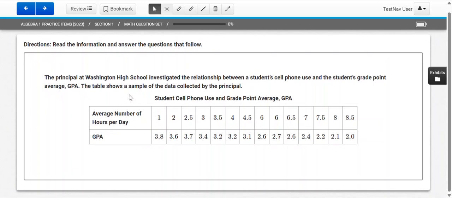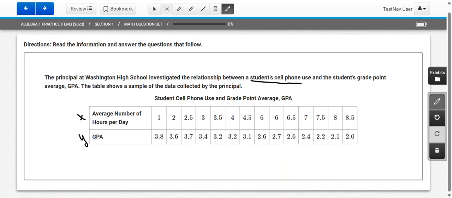So we have the principal at Washington High School. It's a word problem. Investigated the relationship between, and when I'm talking about relationship, I'm talking about an x and a y. Okay, so in Algebra 1, we look at x and y relationships. So what is the relationship? We have the relationship between student cell phone usage, so how much students use their cell phone, versus the grade point average. Then we want to see if there's a relationship between those two things.